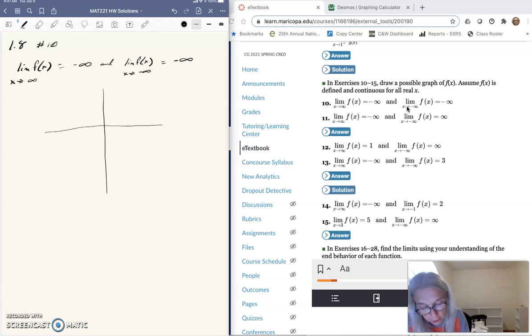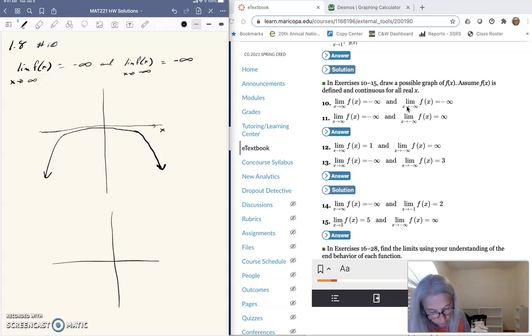So one thing I know is that as x gets larger and larger in the positive direction, my output is getting larger and larger in the negative direction. In other words, f(x) is approaching negative infinity. The same thing is true over here on the left side of my graph. Now, in the middle, since they didn't tell us anything about that, we could just go ahead and connect these lines. That's one way to draw this graph.